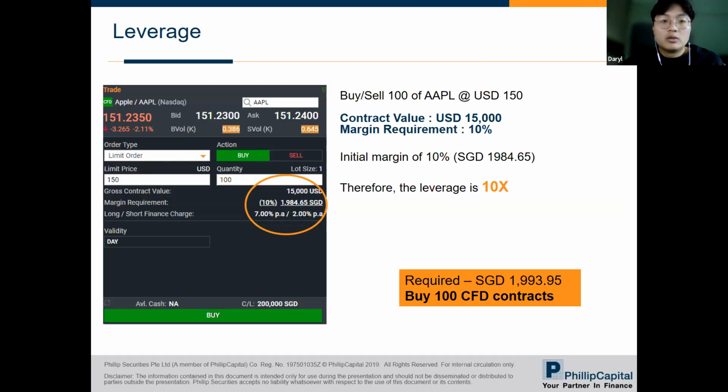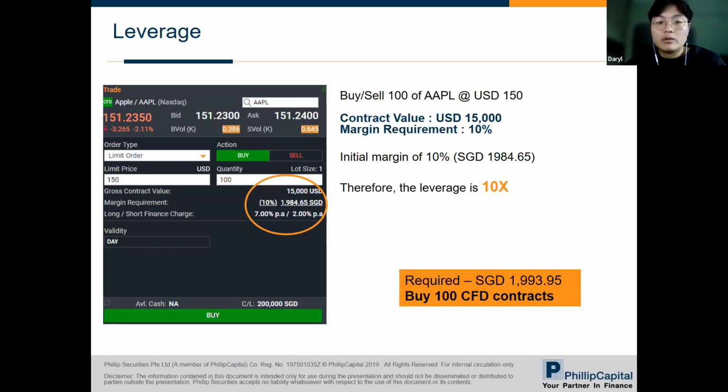Using our platform, with Apple as an example, let's say we want to long 100 Apple at $150. When you launch the order ticket, you'll be able to see the gross contract value, margin requirement, and the long short financing charge. Here we can see that the margin requirement is 10%, which means that in order to buy 100 Apple contracts, we will need around $2,000 SGD of margin to purchase a contract worth around $14,000.